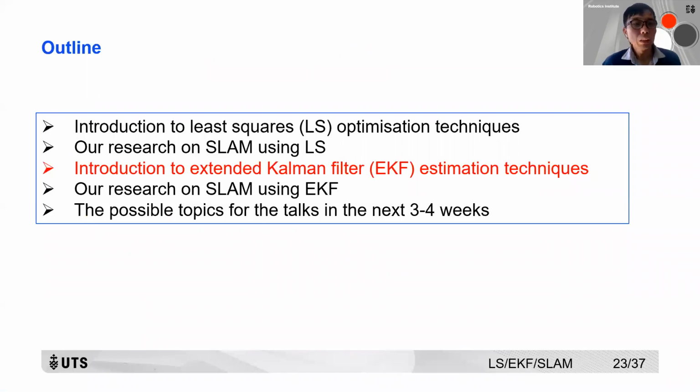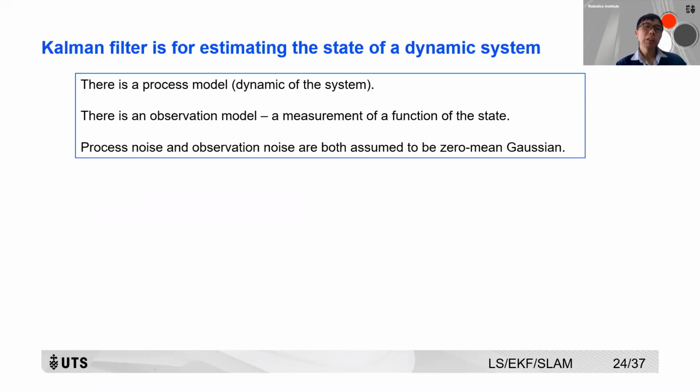Okay, I will now talk about the extended Kalman filter. Kalman filter is for estimating the state of a dynamic system. In this case, we have a process model, or the dynamics of the system, and there's also an observation model, which is a measurement as a function of the state. Both the process model and observation model have noise, and we assume they are zero mean Gaussian noise.